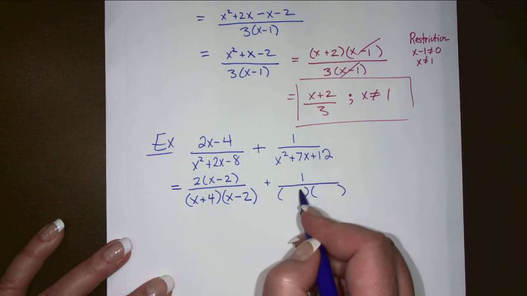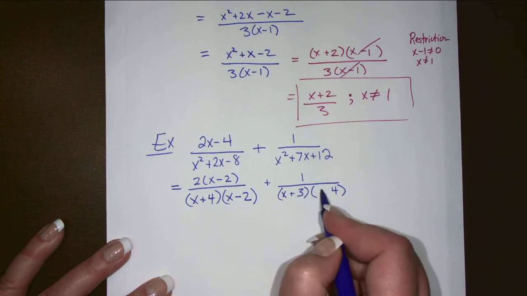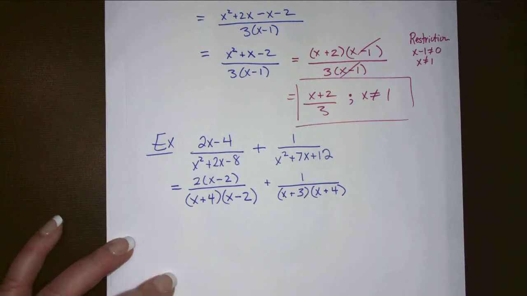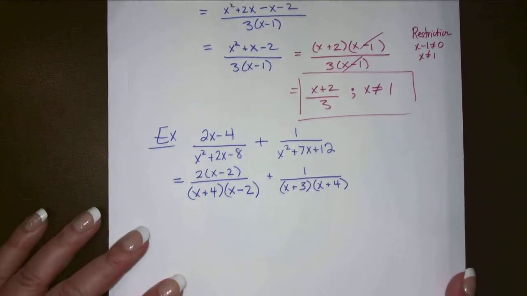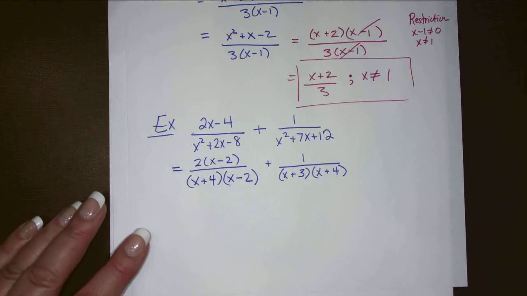Yeah. 12. 3 and 4. Both plus, to add to give 7. Okay. All right, so we've got it both factored. Now take a look at what we have. What do you think the next step would be in this particular question?